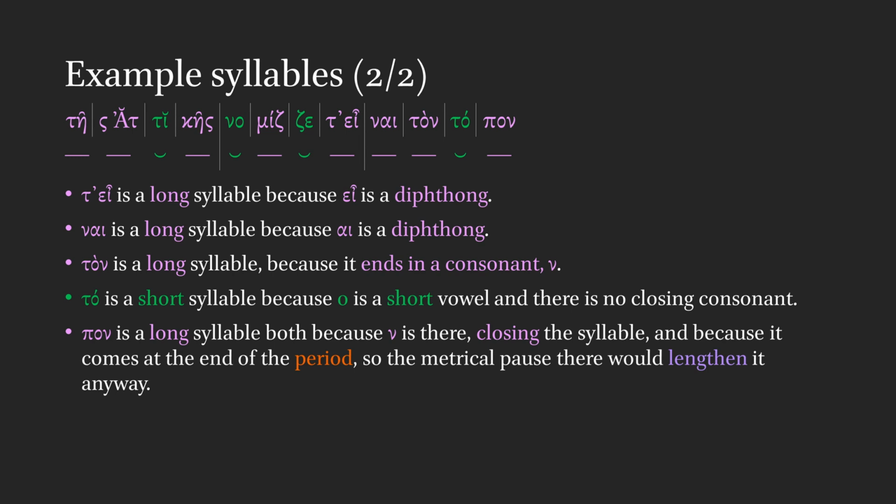Pon is a long syllable both because nu is there, closing the syllable, and because it comes at the end of the period, so the metrical pause there would lengthen it anyway. The last syllable in a line of poetry is almost always considered long because of this pause. What we've learned then is that syllables can be long or short depending on how much time it takes to pronounce them. Including a long vowel or a diphthong will make a syllable long, and ending in a consonant will also make a syllable long.